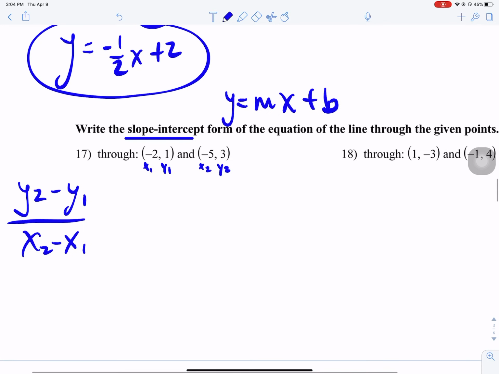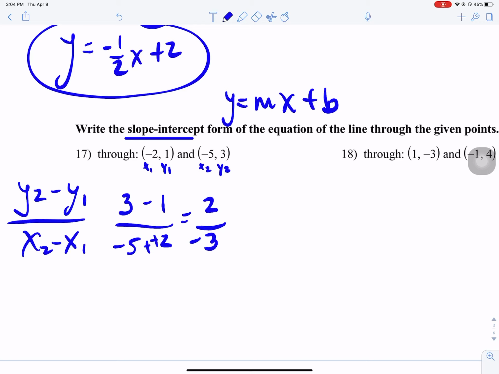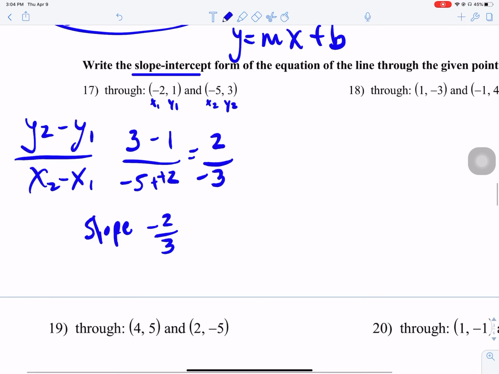And plugging those in. So y2 is 3, y1 is 1, x2 is negative 5, x1 is negative 2. This is going to be 2 on top and negative 3 on the bottom, which means my slope is negative 2/3. What's my y-intercept? We don't know that. We have to actually solve this.